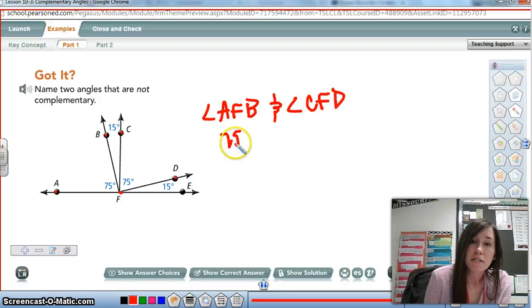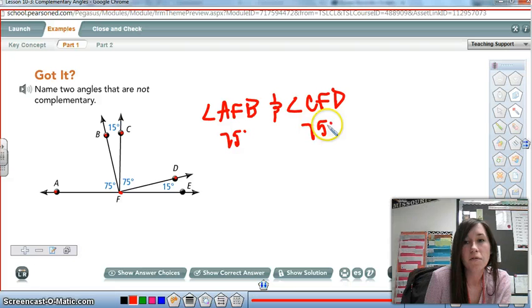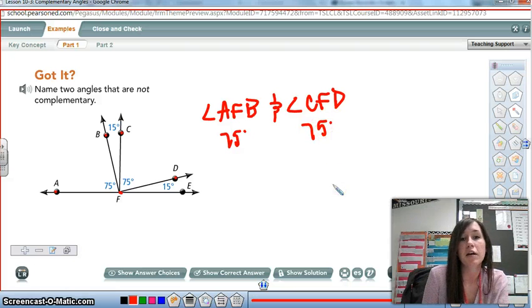Each of these angles is 75 degrees, so they would not be considered complementary because when you add that together, you don't get 90. You actually get way more than you need. You would get 150. So these two angles are not complementary. There are some others that you could have picked, but this is a good example that would work.